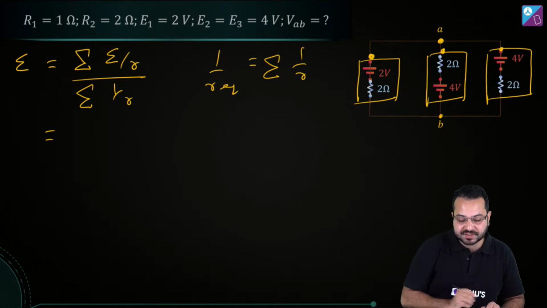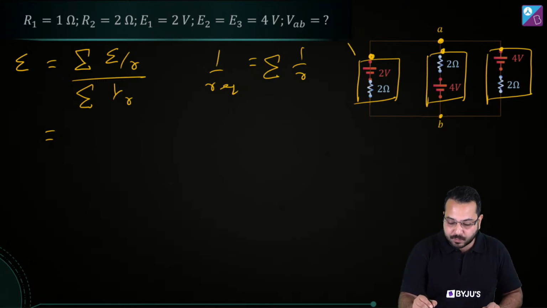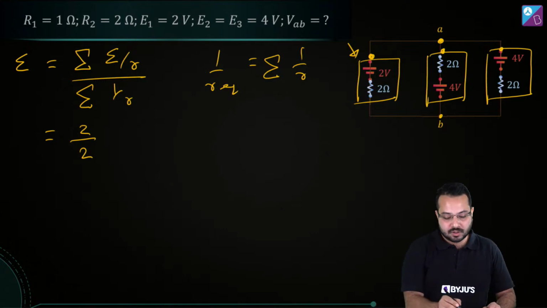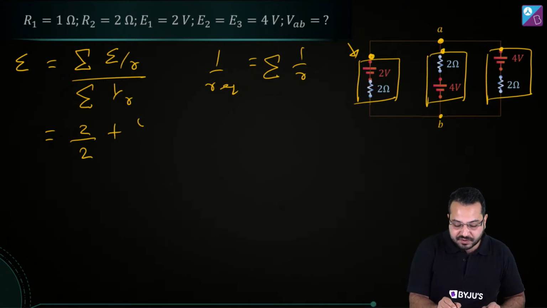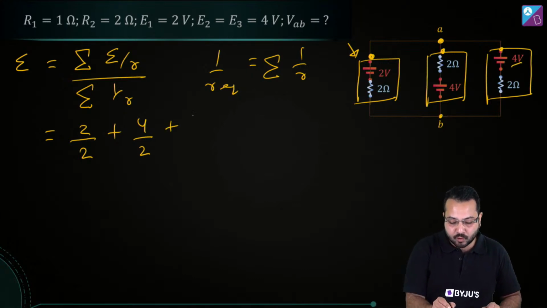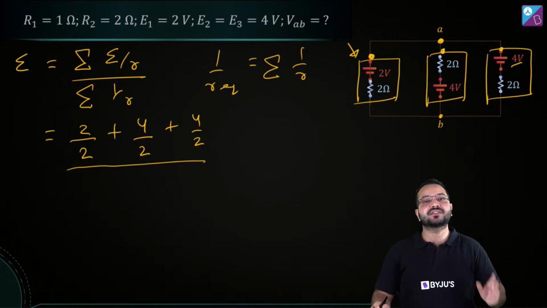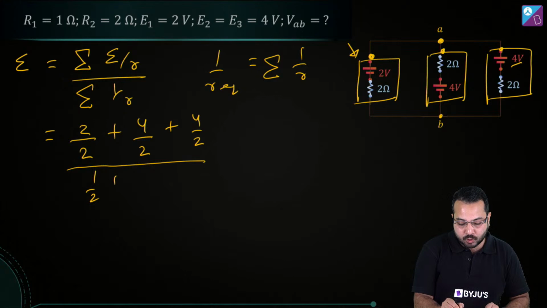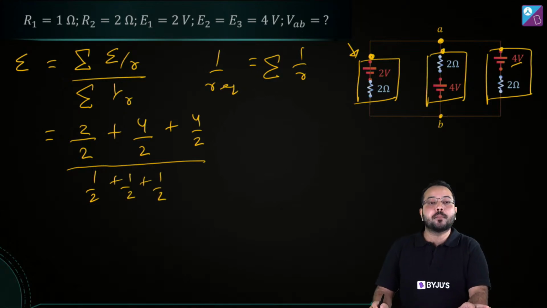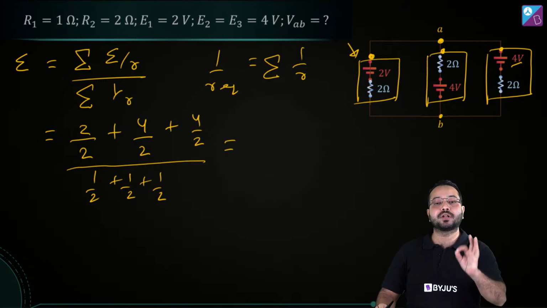Okay, so let's do the substitution and figure this out. So what do we have here? We have the EMF in the first one as 2, divided by 2, plus what is the EMF here? The EMF is 4 divided by 2, plus what is the EMF here? It is 4 divided by its internal resistance 2. And this has to be divided by the summation of 1 by r. So we'll have 1 by 2 plus 1 by 2 plus 1 by 2. Remember that in the denominator we are going to get 1 upon r equivalent.